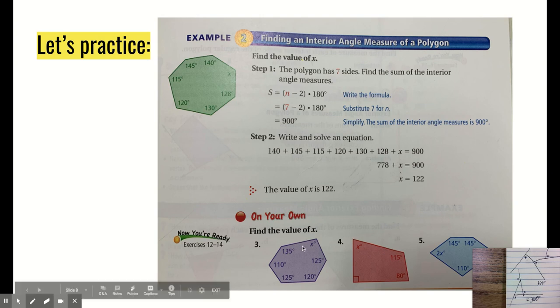Okay? So that would be what we do down here. First, we're going to count up how many sides. 1, 2, 3, 4, 5, 6 sides. Then we're going to plug our 6 in here where n is. 6 minus 2 is 4. 4 times 180, you'll have to figure that out. Then you add them all up, set it equal to whatever you found there, and you can solve for x.